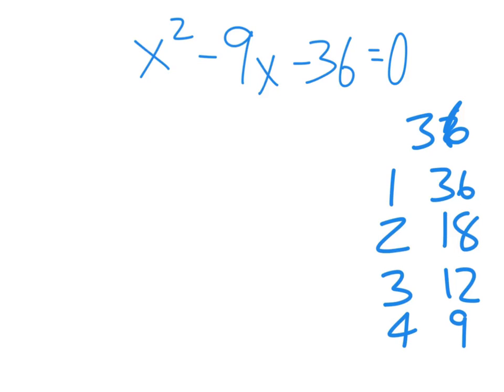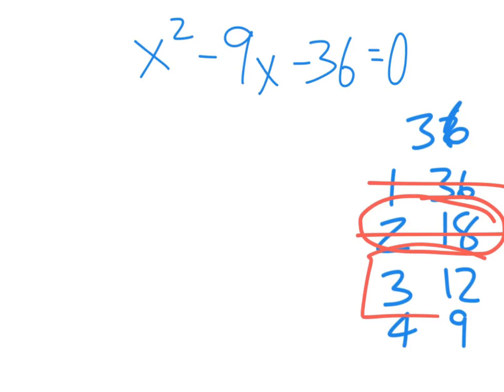Great. And so without even thinking about the signs, do any of these pair of numbers, when added or subtracted, give us negative 9? Well, clearly not 1 and 36. What about 2 and 18? No, because this could give us either 16 or 20, right? So that doesn't work at all. What about 3 and 12? Ooh, actually that might work. What about 4 and 9? No, because that's going to give us either 13 or 5. So maybe some combination of 3 and 12.